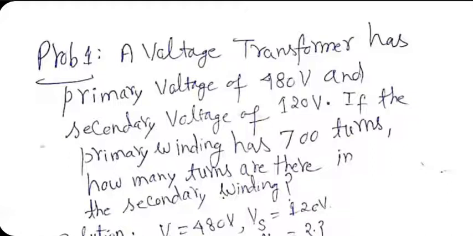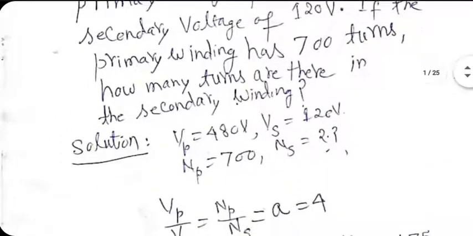I'm going to show you things that you may have seen in my previous lectures also. Like this problem we have done, I think, in the past. It's the simplest possible transformer problem that you can think of. You are given primary and secondary voltages and number of turns in the primary. Calculate the number of turns in the secondary. Very simple calculation. Okay.